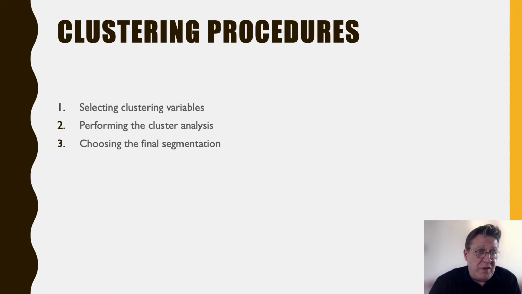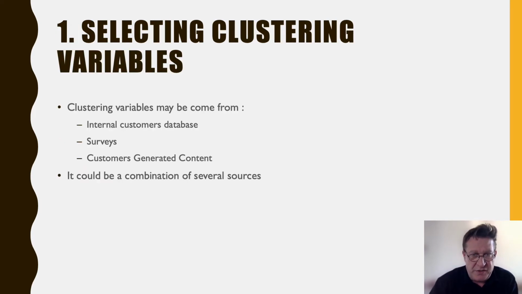There are three main stages, as you can see on the slide. First, the selection of the clustering variables. Second, the cluster analysis is performed, and finally we choose the final segmentation, because after the second stage there are different scenarios, different outcomes, and the researcher will have to choose what is going to be the best and final segmentation.